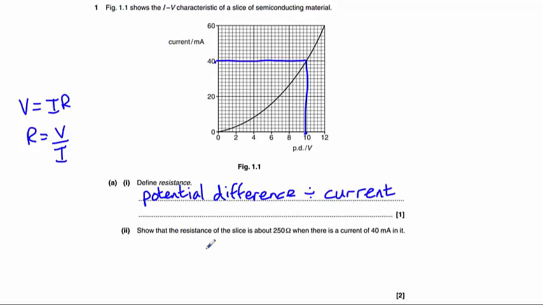So we can now plug that into our equation for resistance. So R equals voltage, 10 volts, divided by, now you've got to be really careful here, this is the most common mistake with this question, is that students use 40 here when it should be 40 times 10 to the minus 3, because it is milliamps. So 40 times 10 to the minus 3, and that will give us our answer of 250 ohms.